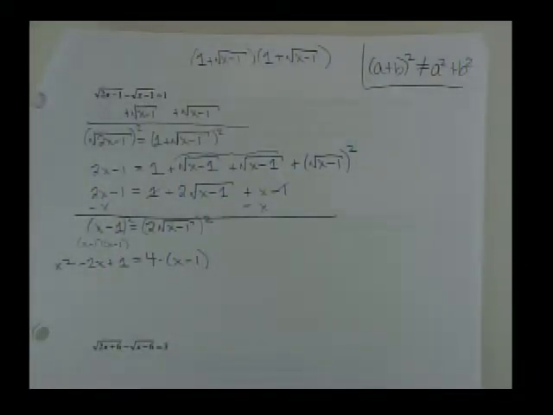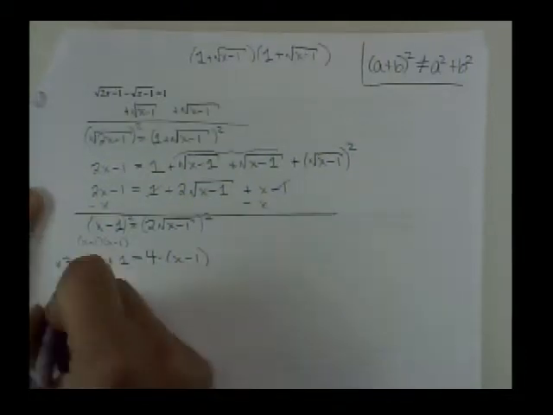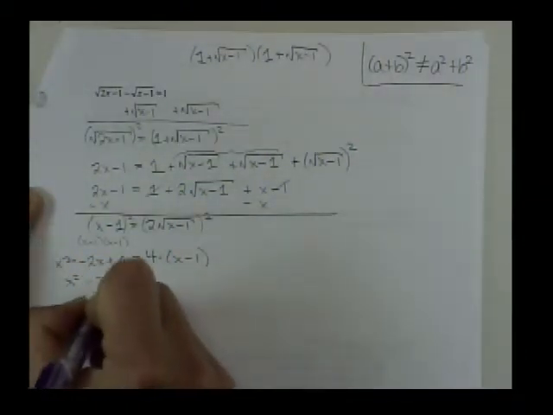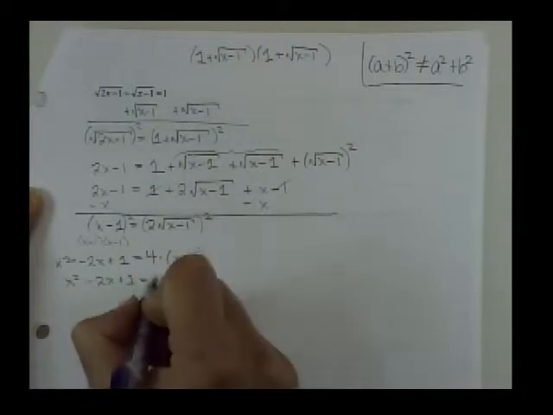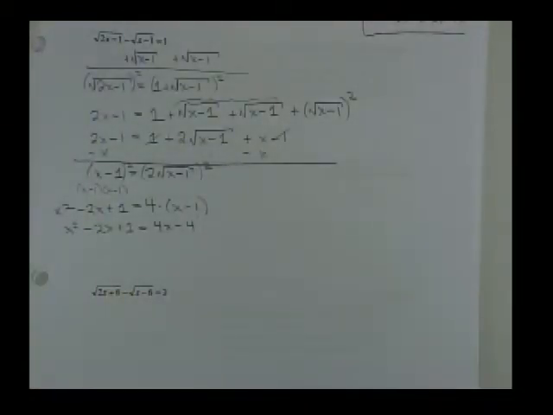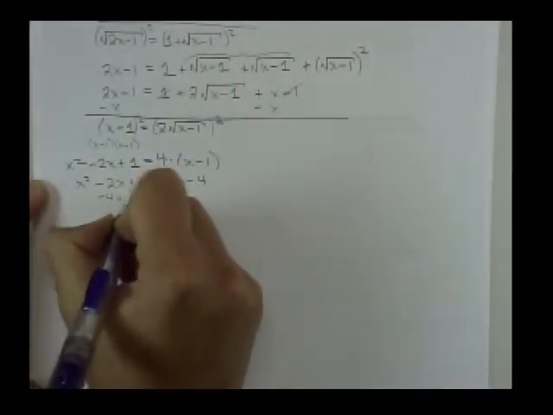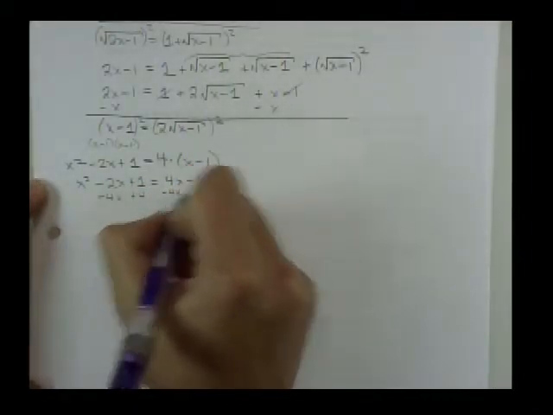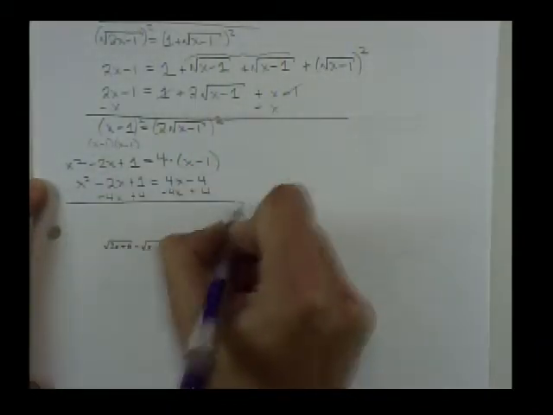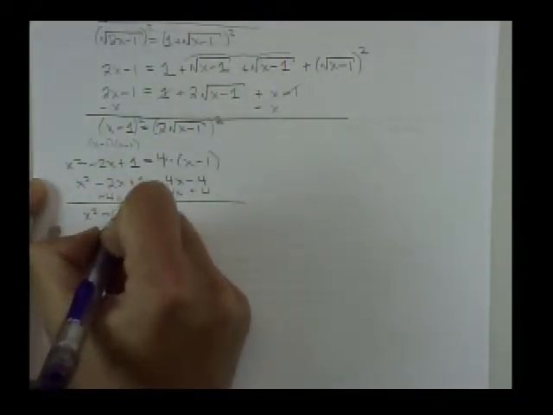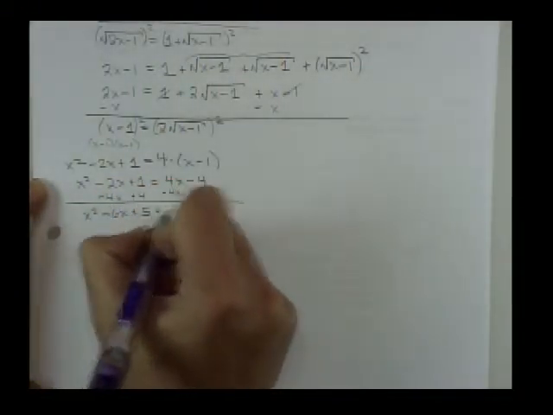First, I'm going to distribute the 4 on the right. So we get equals 4x minus 4. Then what do we need to do? Yeah, we have to have it set equal to 0 because there's an x squared. We're going to try to factor. So minus 4x plus 4. So we get x squared minus 6x plus 5 equals 0.